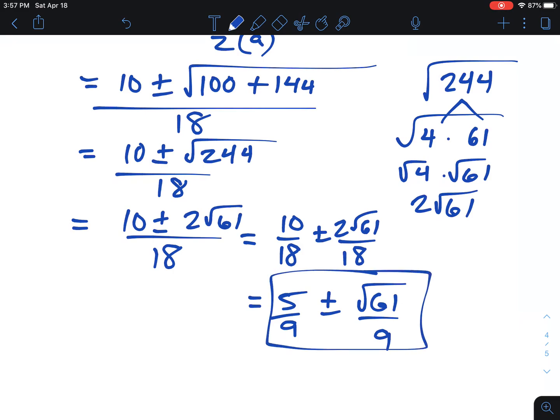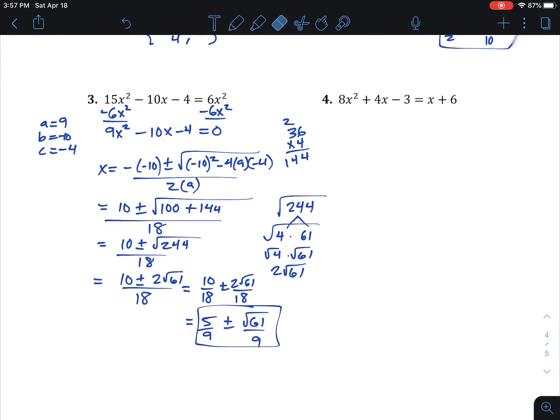Looks crazy. Well, that's the answer. That's our definitely irrational answer because this is not a ratio of integers. Square root of 61 is not going to be a ratio of integers because that's not rational. And one more, very similar.